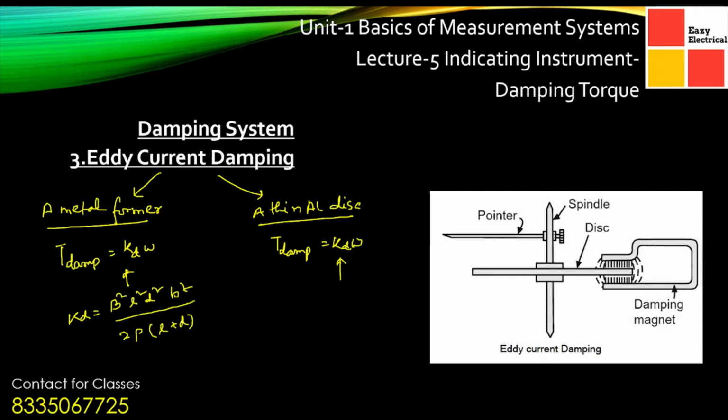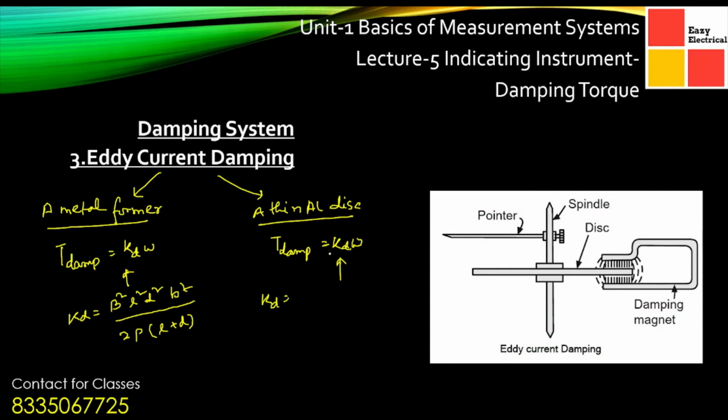This is the representation, where B is the strength of the magnetic field, omega is the angular speed, L is the length of the former, T is the thickness of the former, B is the width of the former, D is the breadth of the former, and rho is the resistivity of the material of the former. These are the basic examples. No need to remember all these things, because these questions are generally not asked. You just go through this. You can find it in any textbook as well.